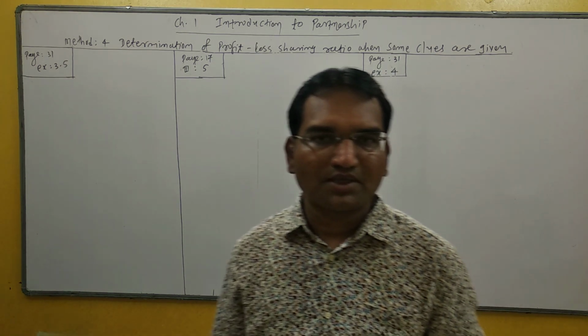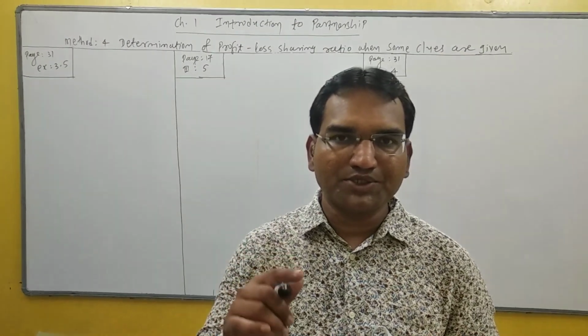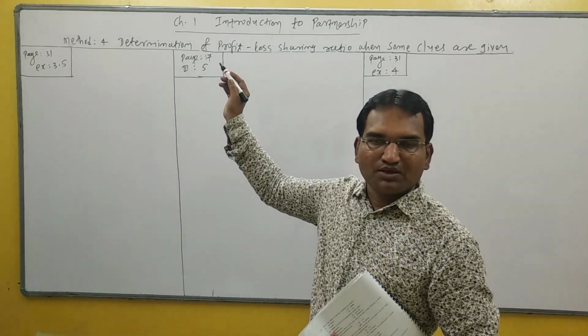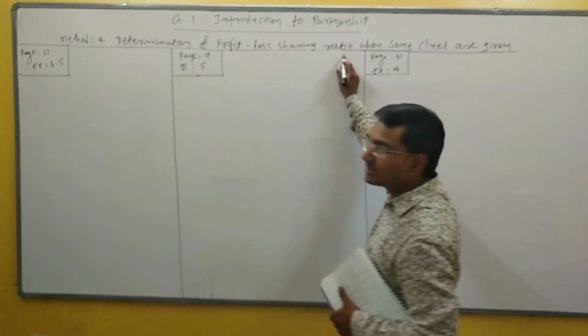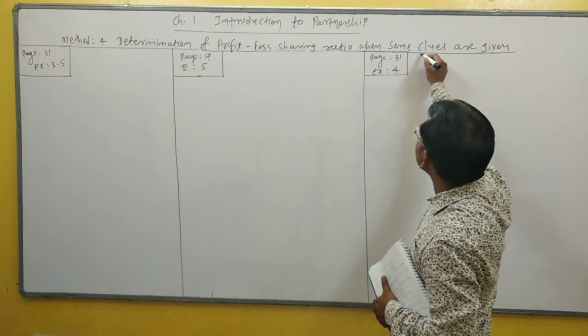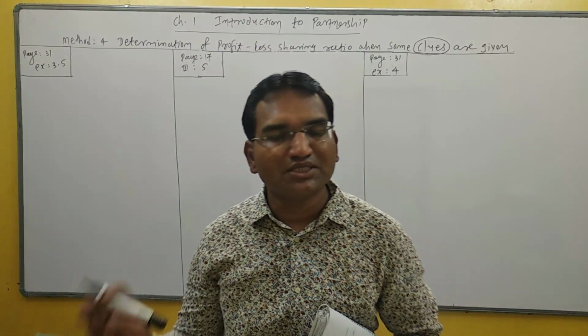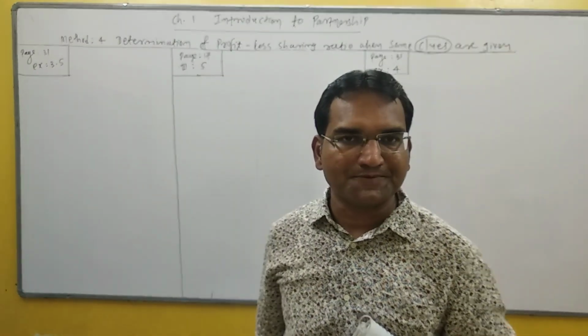Hello student, in this video we are going to start the fourth method. The name of the method is determination of profit and loss sharing ratio when some clues are given. And after determination of the profit and loss ratio, profit is divided between partners.